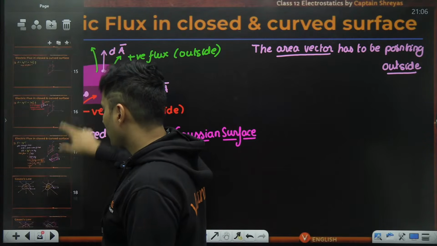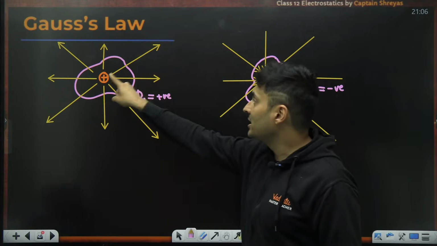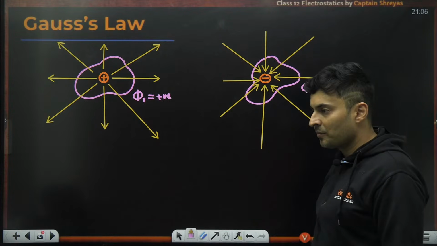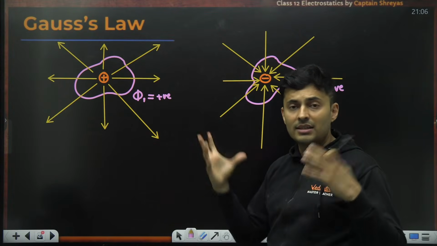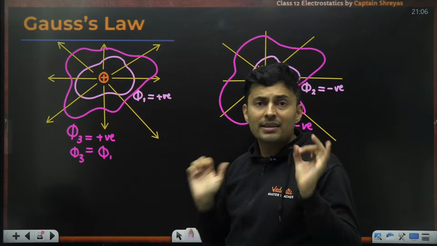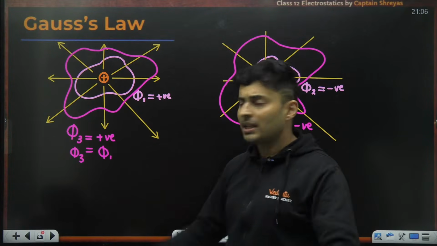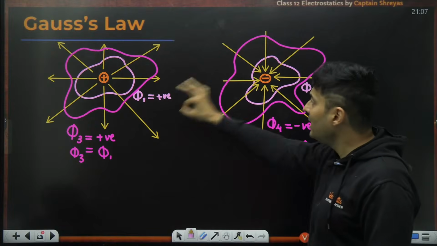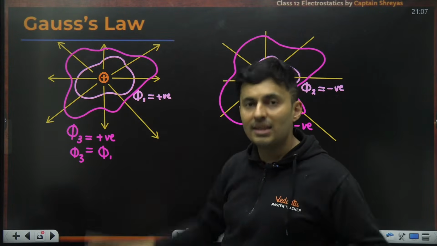I am saying that the flux through that closed surface depends on the charge which is there inside. If it's a positive charge, it is positive flux. If it's a negative charge, it's negative flux. If the surface is big or small, doesn't matter, as long as the charge is inside somewhere, that's it. The flux will only depend on the charge present inside. Where it is located doesn't matter.